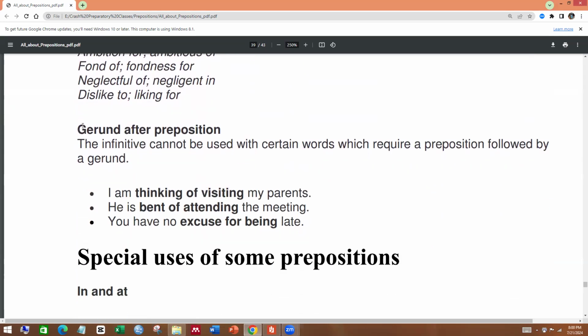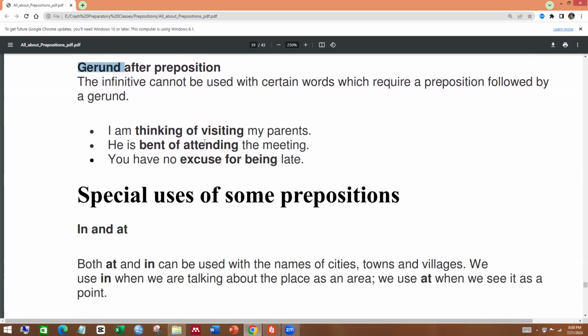Okay, gerund after preposition. Gerund आपको पता है, we call the fourth verb as gerund, या फिर वो noun जो -ing form के साथ बने. The gerund can be used with certain words which require a preposition followed by a gerund. I'm thinking of visiting my parents. He is bent on attending the meeting. You have no excuse for being late.